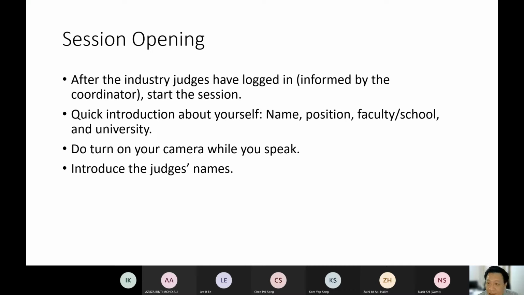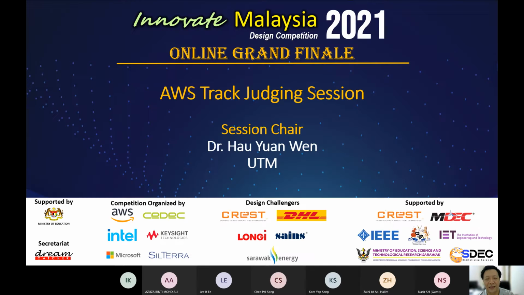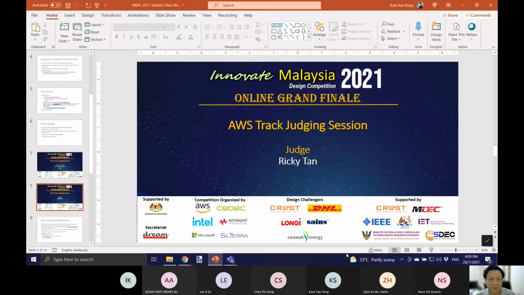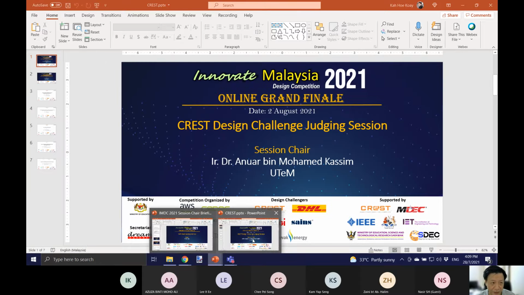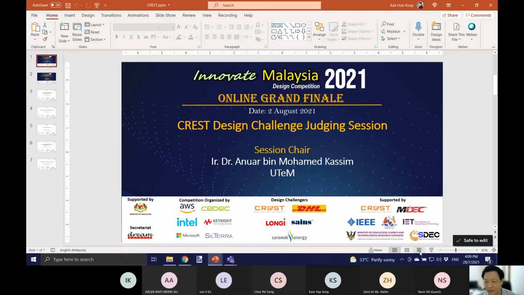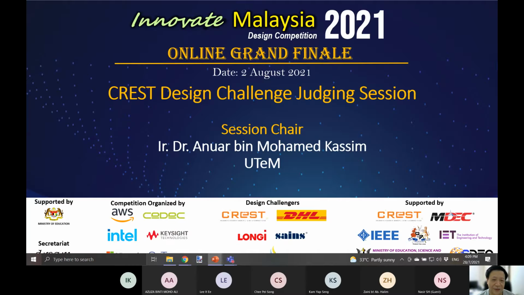I will provide you the slides that show the session and the judges' names. I will show you a sample later. For example, this is the AWS track judging session, where your name and your university will be shown, and the next slide will show the judges' names. After that, the next part is to show the project team info. Afterwards I will send you the slides for the project teams. For example, this one is under the crash track, where you see the session chair name and the university.